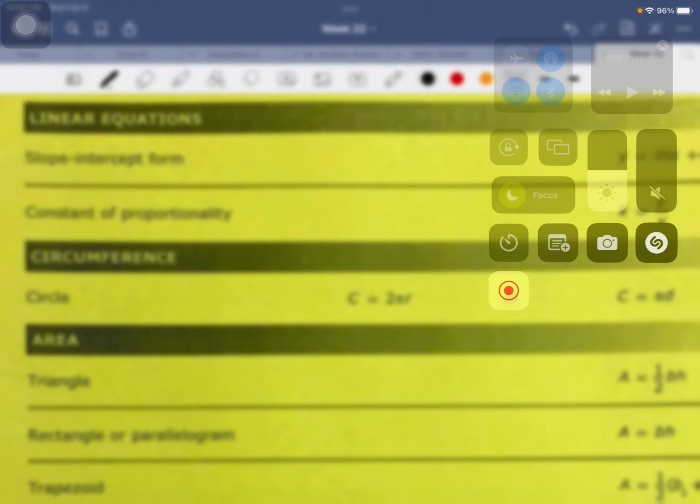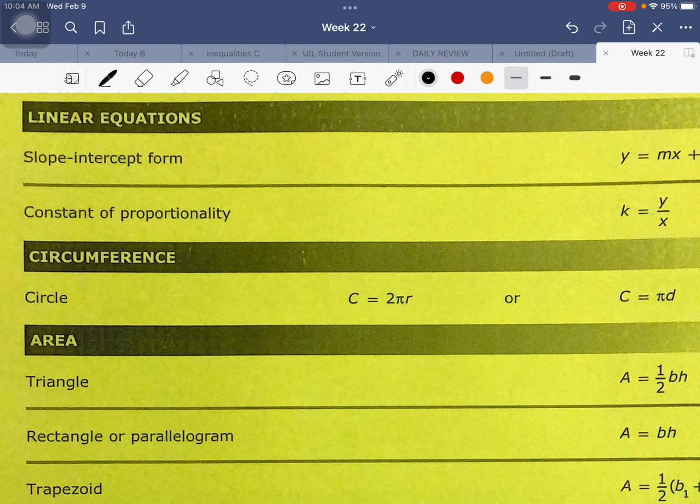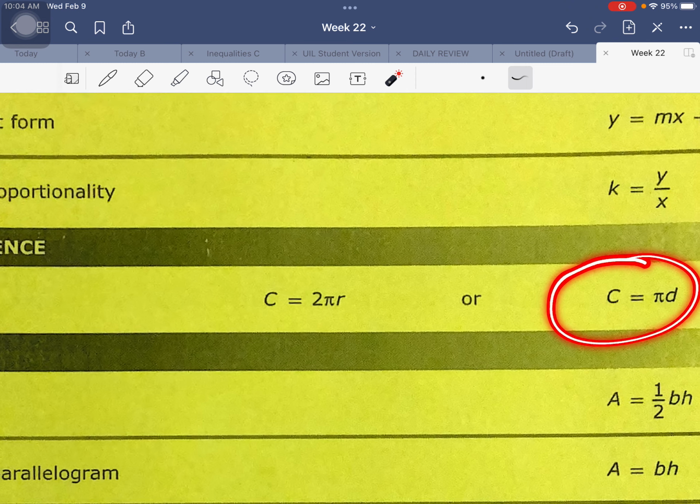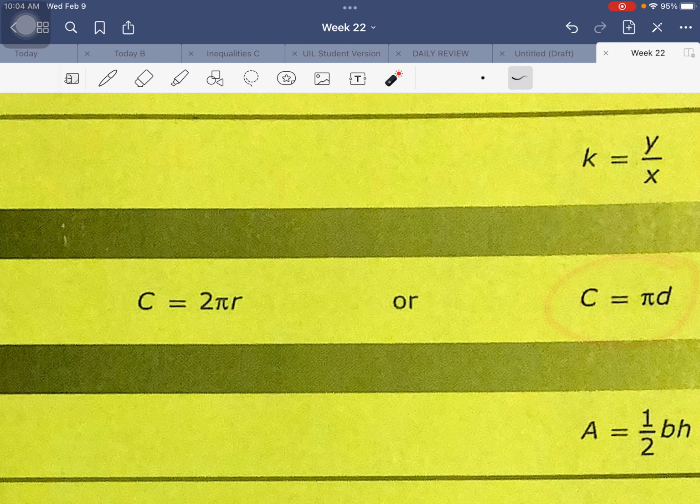Formula for finding the circumference of a circle. Okay, Pamela, ¿cuál es la fórmula? What's the formula for circumference of a circle? C equals pi what? C equals pi times diameter.